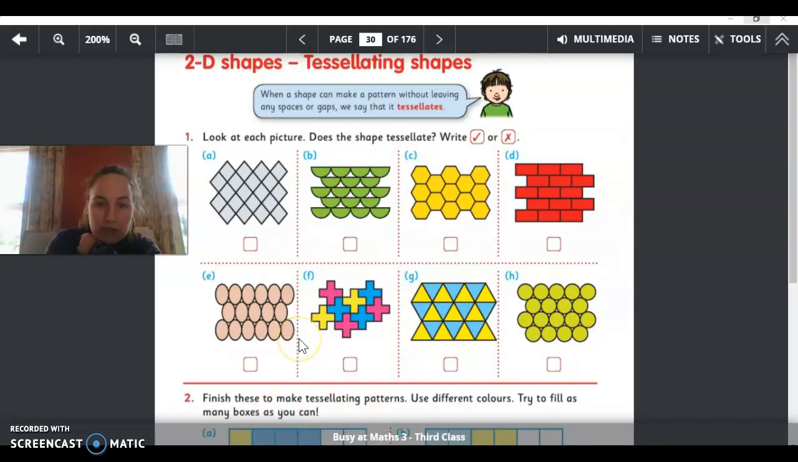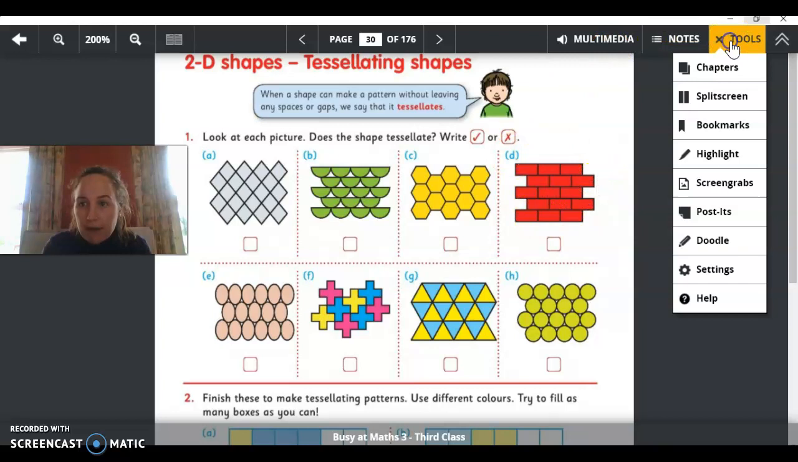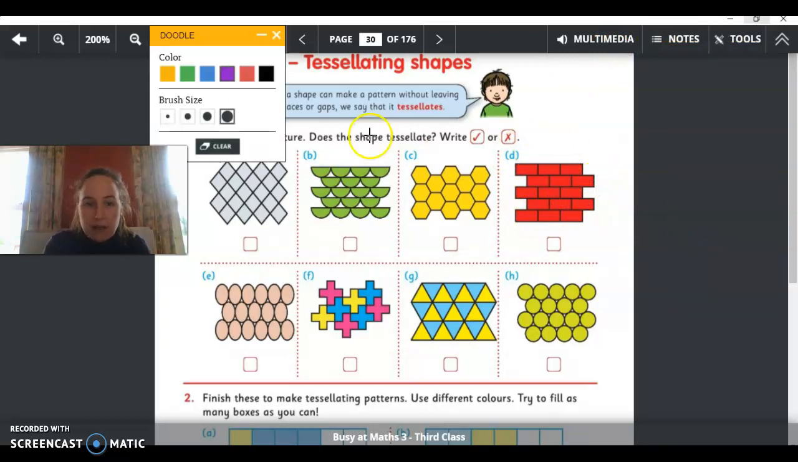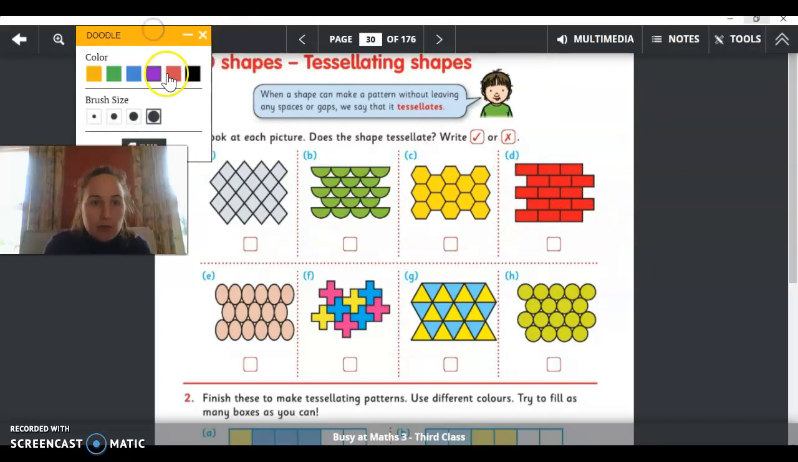So we can do this with square tiles, with rectangle tiles like this brick wall in D. But some shapes do not tessellate. If you lie them down in a row next to each other, they leave gaps. So this first shape here, it does tessellate. These diamonds, they fit perfectly into each other, and you could keep going and make a lovely pattern with no gaps or spaces. So they do tessellate.